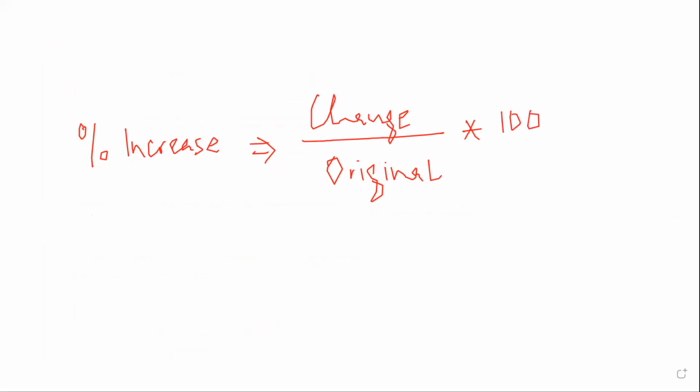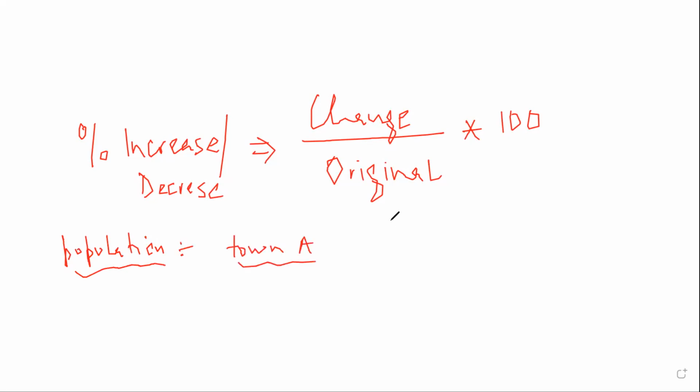No, sir. See, here also there are 2 things that you can understand. This change can be positive or it can be negative, so there can be a percentage increase or there can be a percentage decrease. Any confusion, Mr. Sarthak? Let me take 2 examples. Let us take the example of population only. So there is a town A. In 1990, the population was 100, and it is just an example, so don't worry. In 2010, the population is 150.